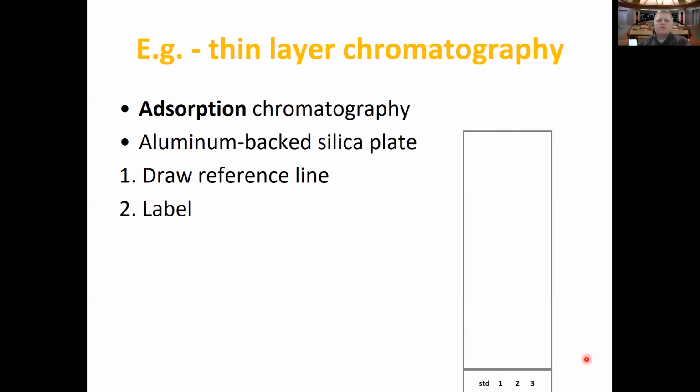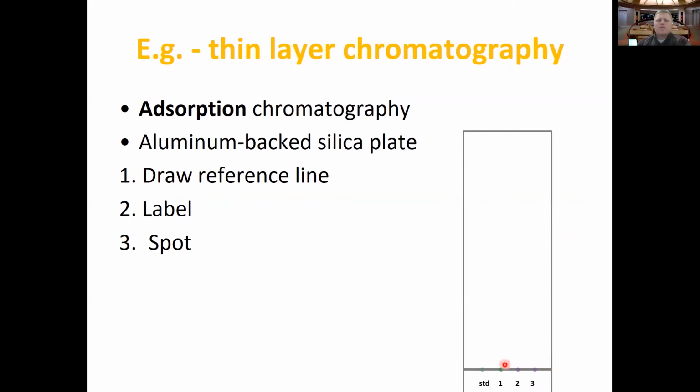You put some labels here indicating which samples are where. Usually if you use a number 2 pencil, the lead won't be affected by the experiment. Then you'll take your analytes and you'll spot them onto this TLC plate, and that's indicated here with these different colors that I've put here.